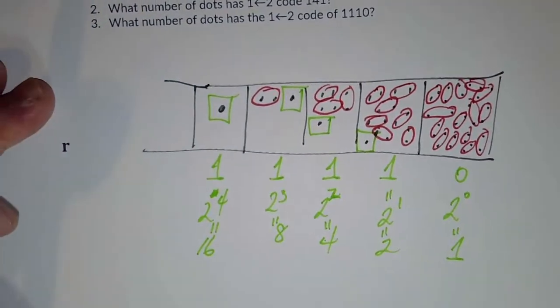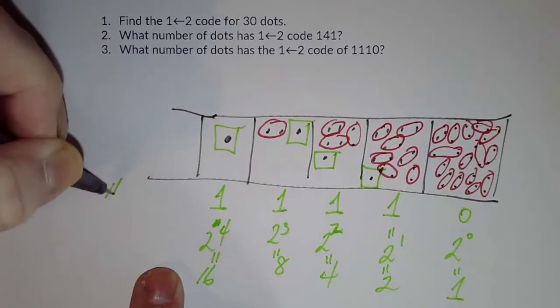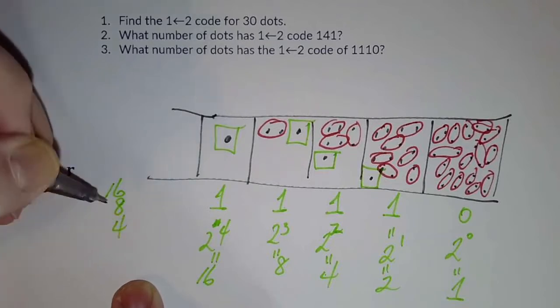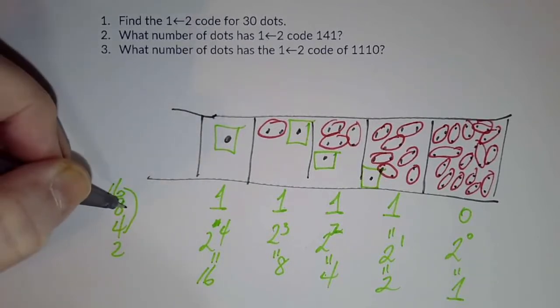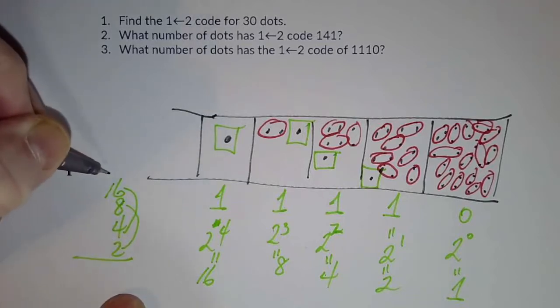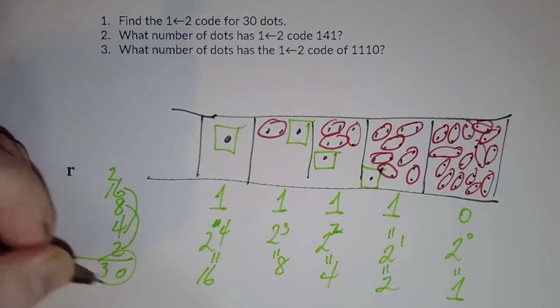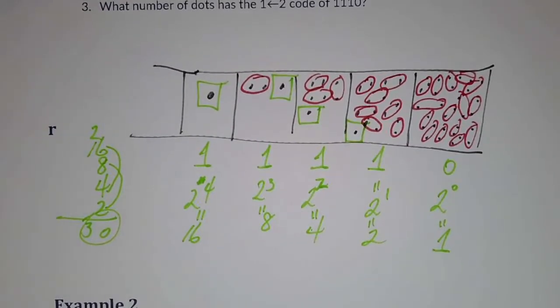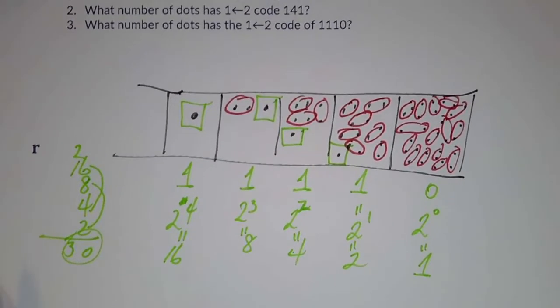Let's see if that really does add up to 30. So 1 16, 1 8, 1 4, and 1 2. Let's see, 16 and 4, 8 and 2, that gives us 20. 2 and 1, that's 30, and that worked. So we know we did the right thing so far. Let's find the same answer a different way.